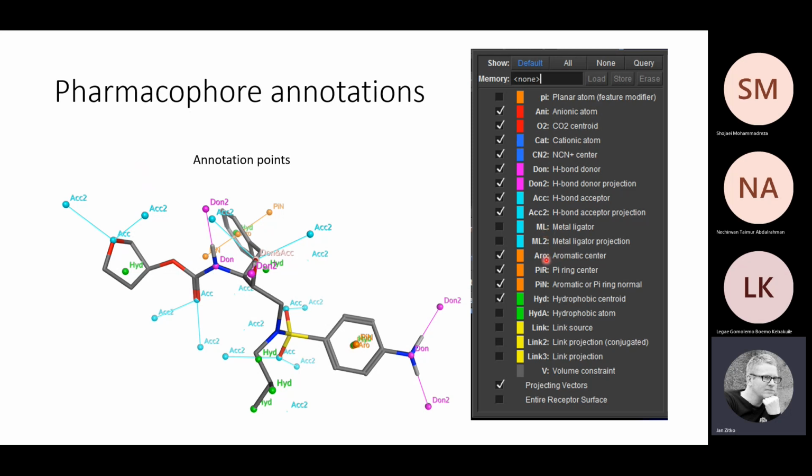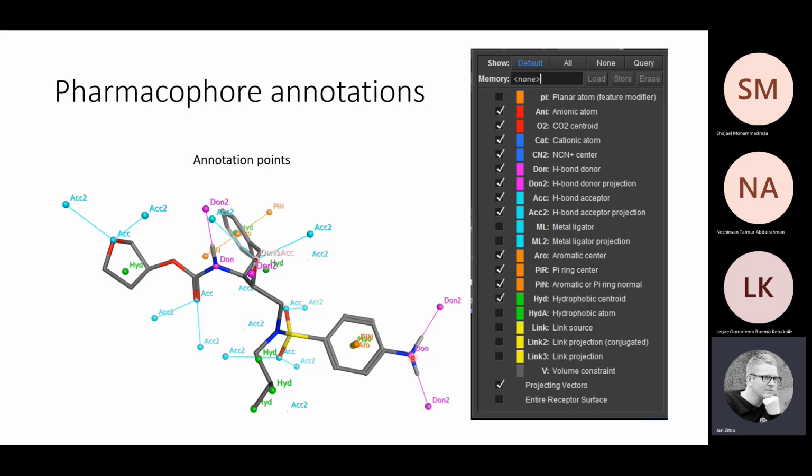Okay, let's continue. So aromatic centers, hydrophobic centers, and so on. These are the types, talking about the quality. And now if we talk about the type of annotation, let me demonstrate the difference between point or atomic annotations, then vectors, and the centroids. For example, let's look here. Here we have an amino group, which definitely can act as an H-bond donor. So we can use a point annotation, an atom annotation, and put the feature here. So this would be the atom or point annotation of donor.